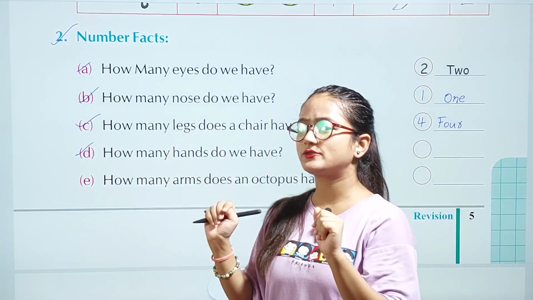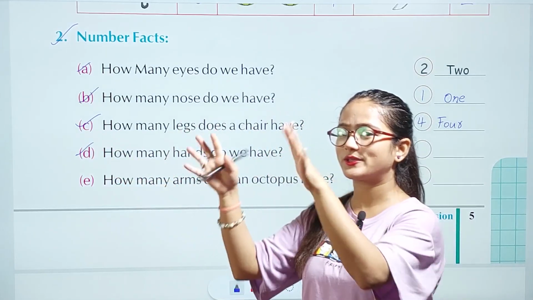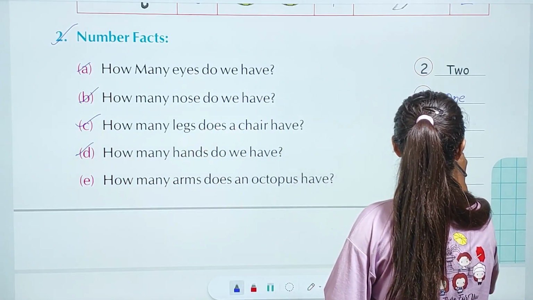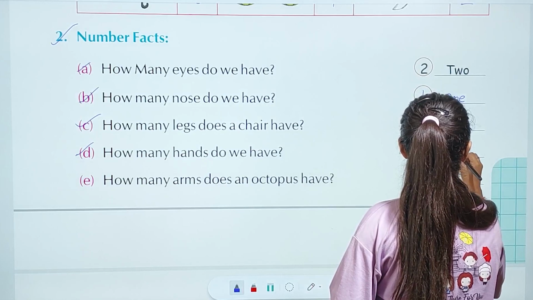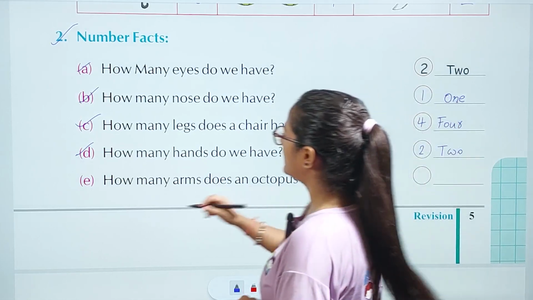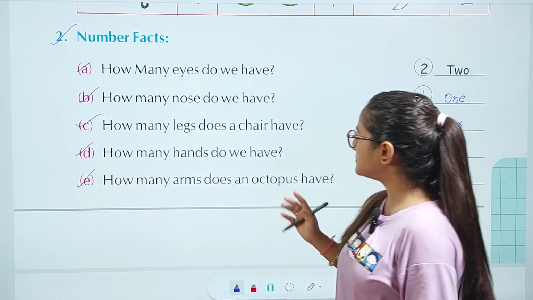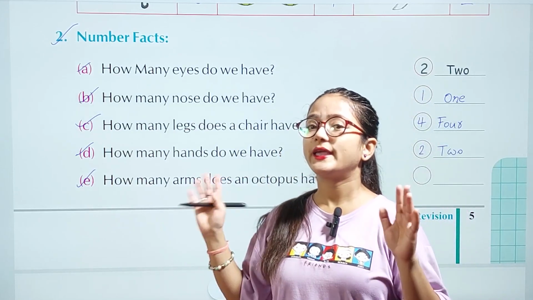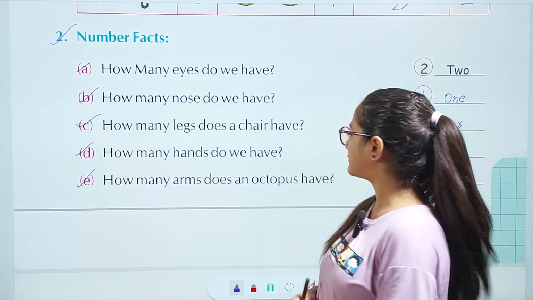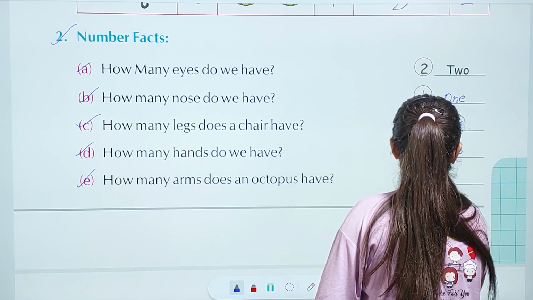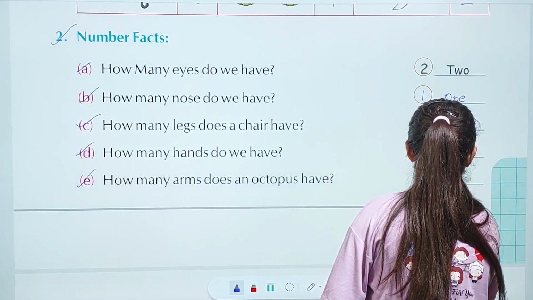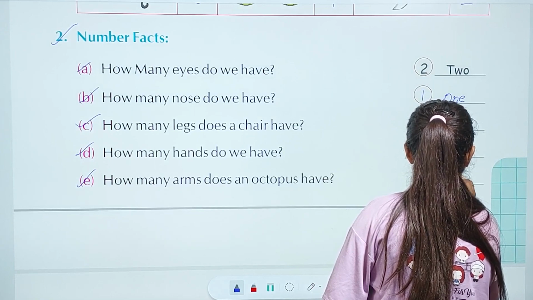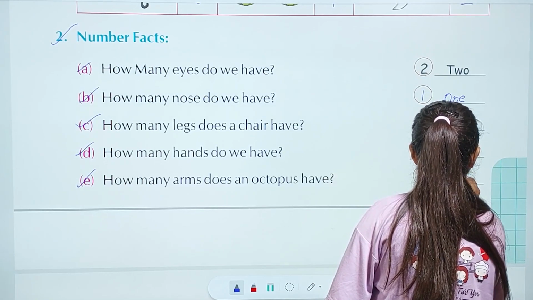How many hands do we have? We have 2 hands. Okay, so you have to write down 2 here and write down the number name also, T-W-O. Next one. How many arms does an octopus have? An octopus has 8 arms. Okay, so you have to write down 8 here and also the number name of it, E-I-G-H-T, 8.